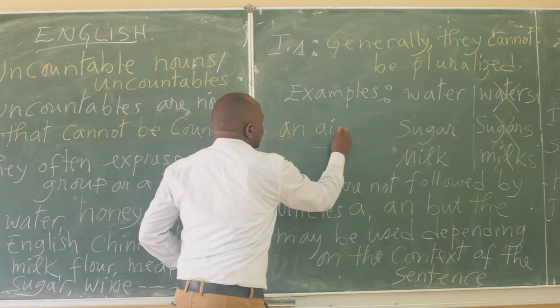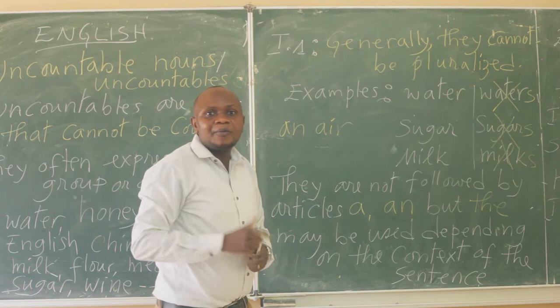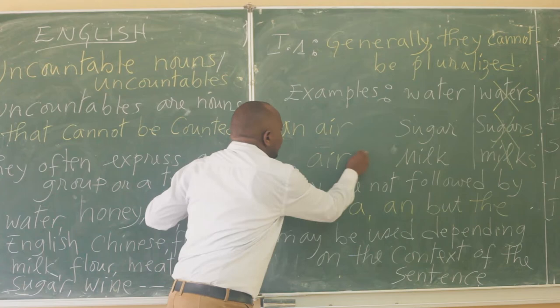Ushaka kuvuga umwuka, then you say air. No, it's not an air. Don't say an air. Kuko an air, ntabwo umwuka nyine ntabwo ujya mu bwinshi. Cyangwa tuvuge ngo airs. Ntabwo ushobora kuvuga airs. You can't say airs. You will say air.